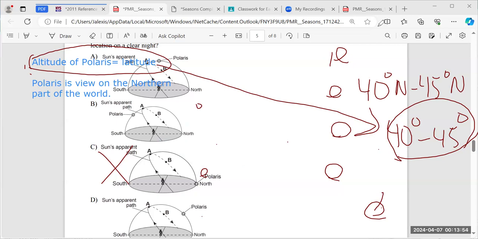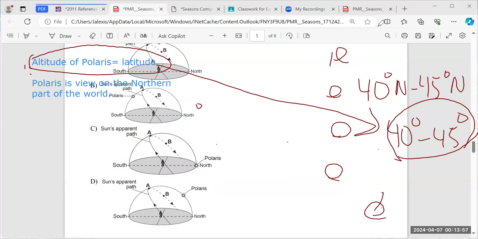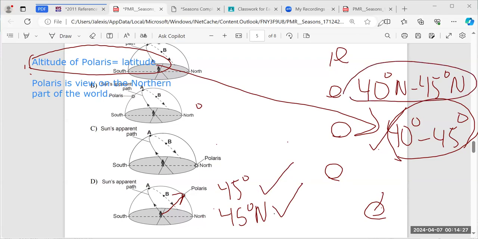All right. That's why the correct answer is going to be D, because look, Polaris looks like it's halfway, right? Somewhere between 40 to 45 degree angle, right? It looks to be more like 45 degrees, looks about halfway, 45-degree angle. That means this person must be somewhere around 45 degrees north, and it checks our boxes because New York is somewhere between 40 to 45 degrees north and is being viewed on the northern part of the sky. That's why the correct answer is D.